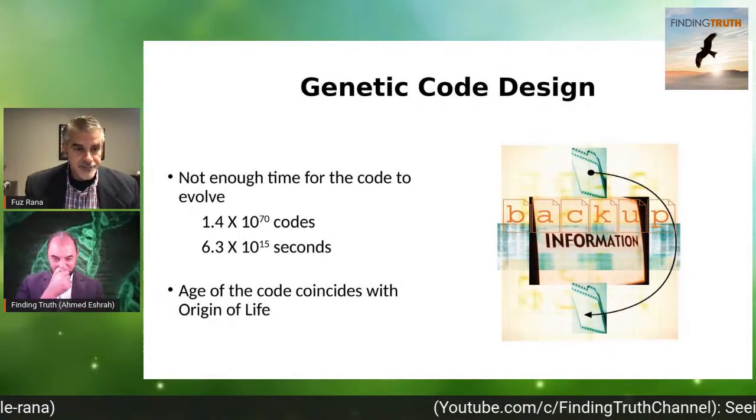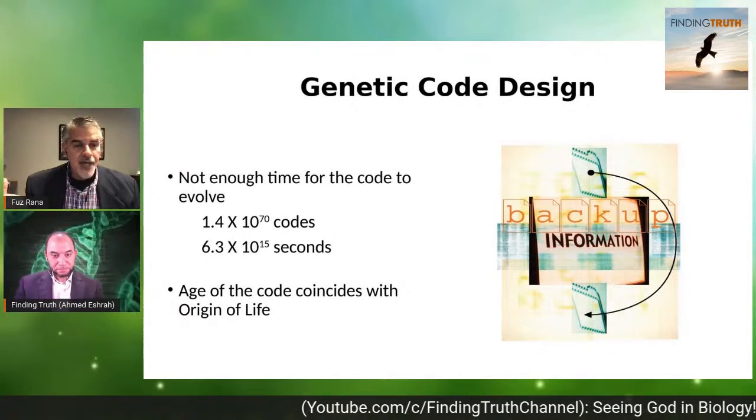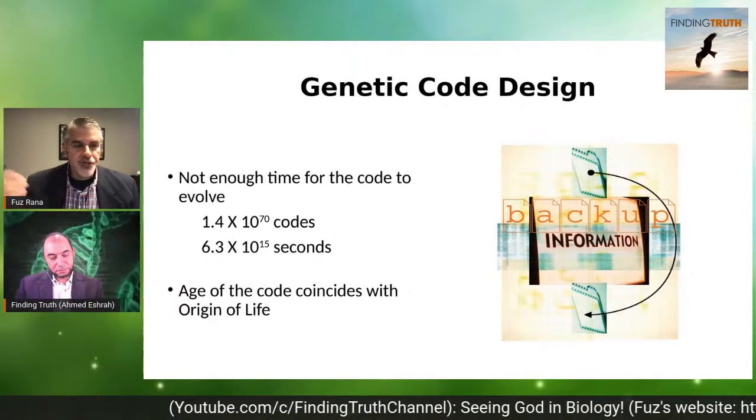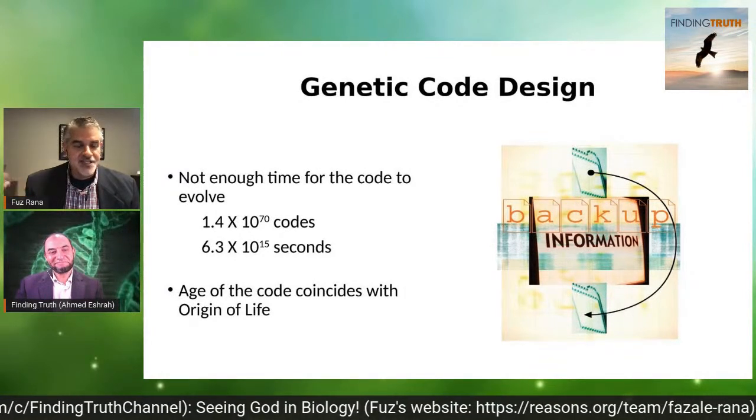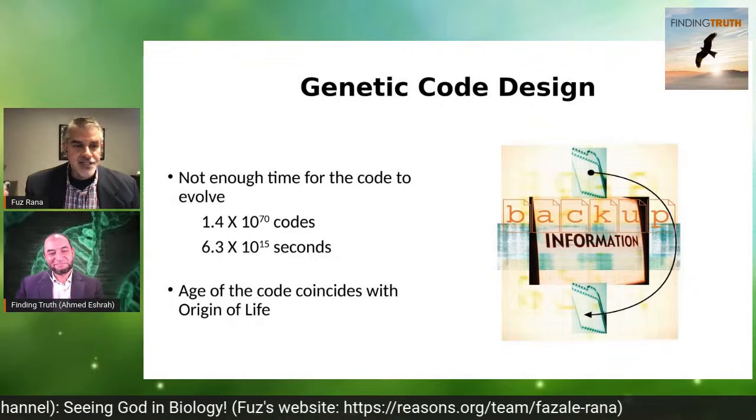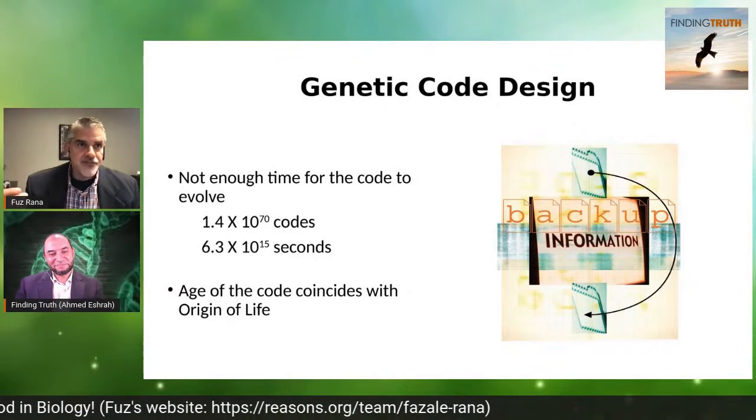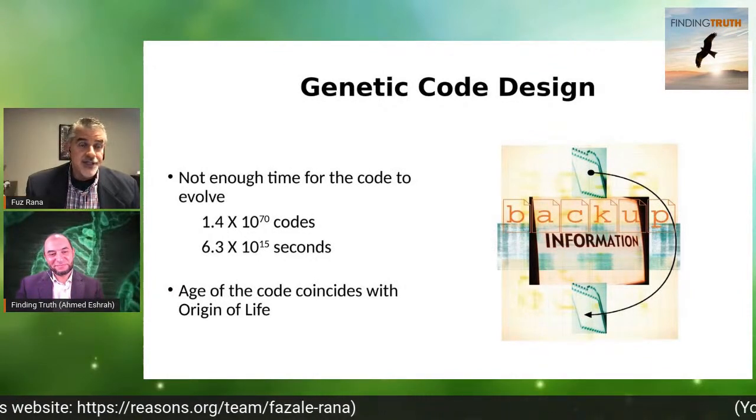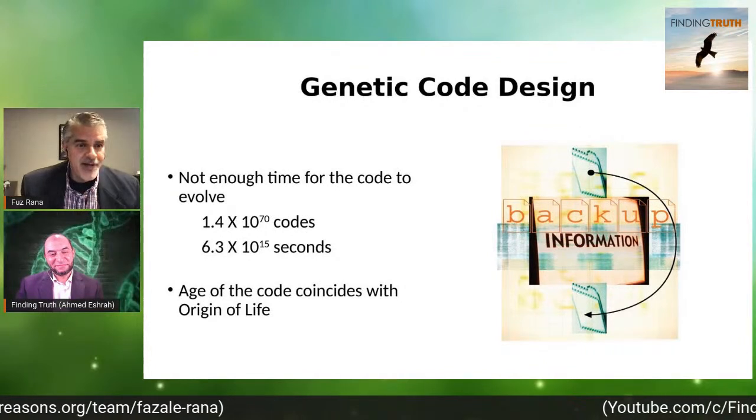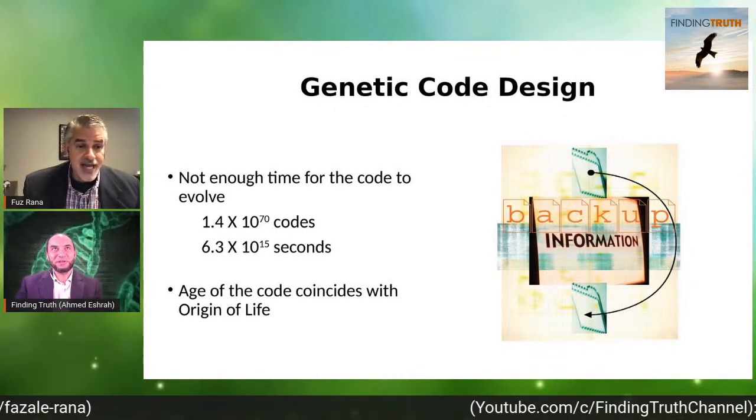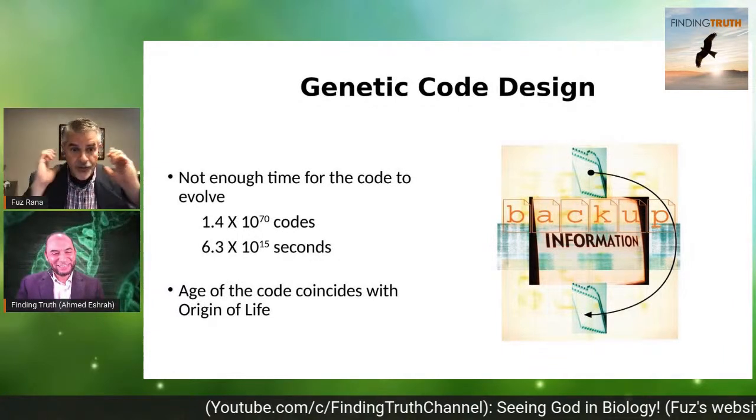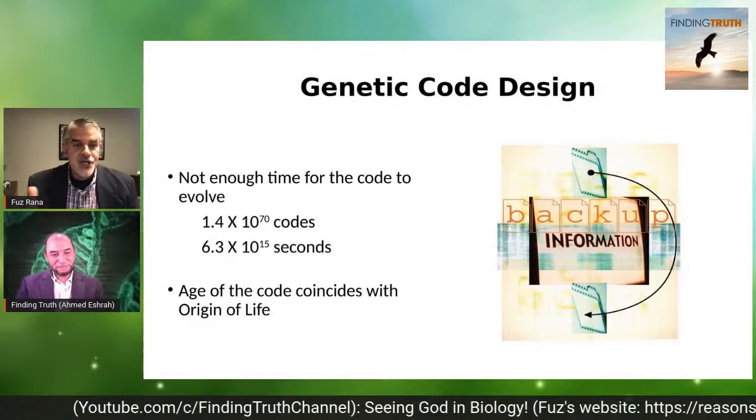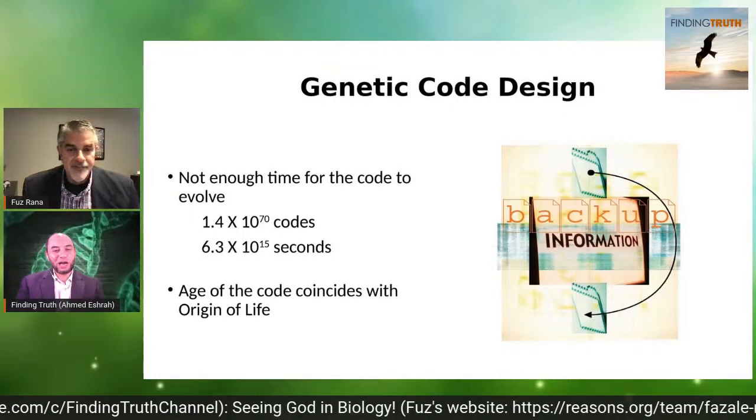Now, let's say you had 1 trillion organisms that were all evolving at the same time. That still only drops it from 10 to the 58 to 10 to the 43 codes per second. It doesn't make a difference. So you don't have enough time, and you're not even close to having enough time.